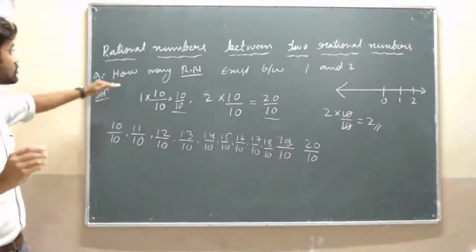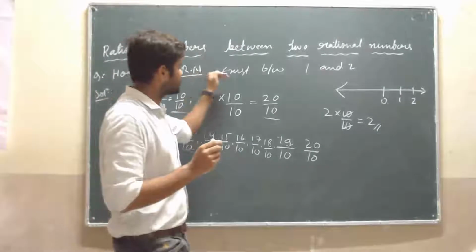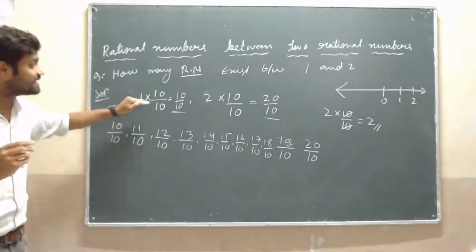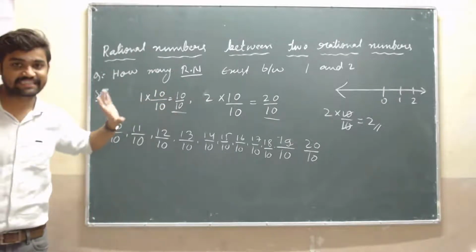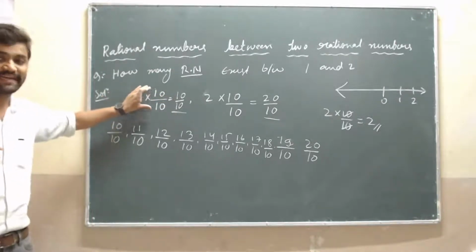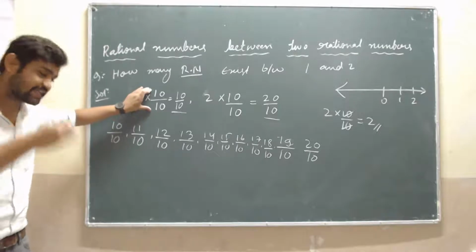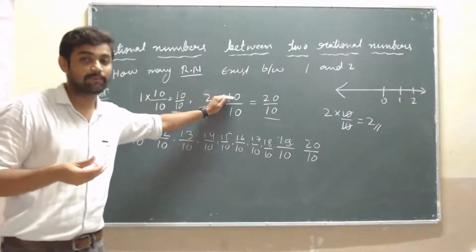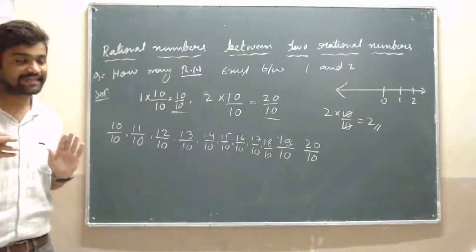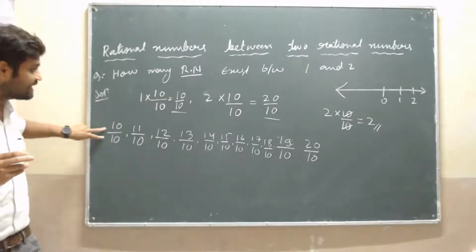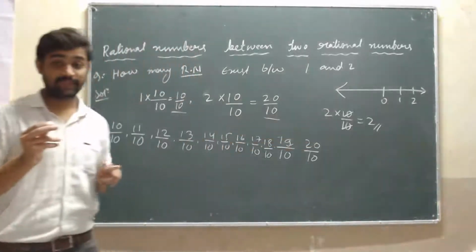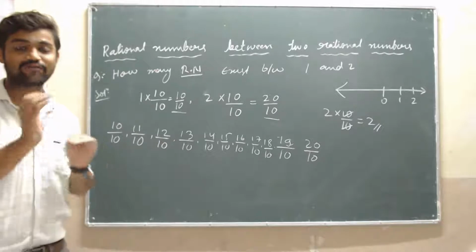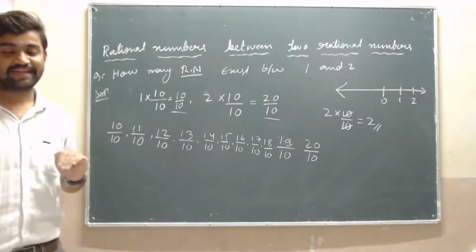Okay, see here, what is the question here? How many rational numbers exist between 1 and 2? This is the question. We converted this 1 into a rational number, that is, multiplied and divided by 10. I will explain to you. And here also we have to multiply both by 10. Multiply and divide by 10, then we will get 10 by 10 as well as 20 by 10. In between 10 by 10 and 20 by 10, we have to write all the rational numbers.